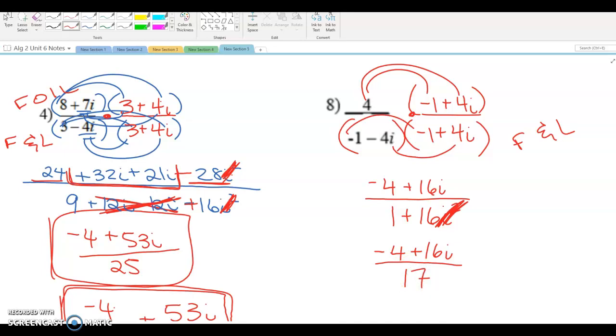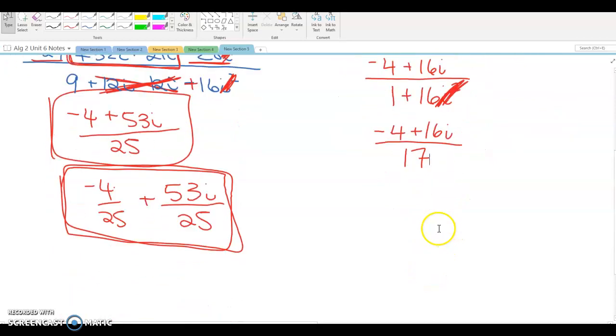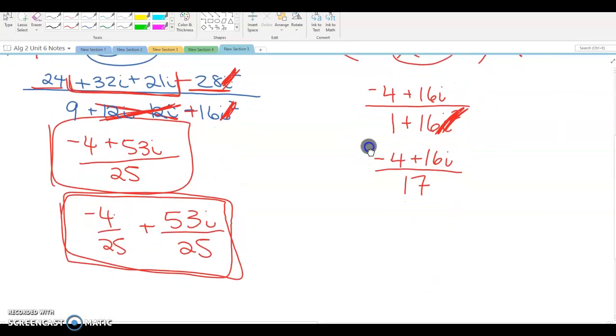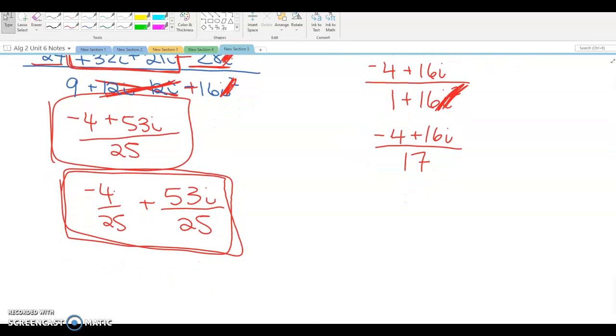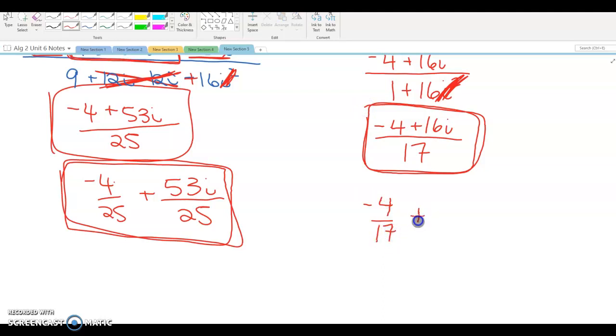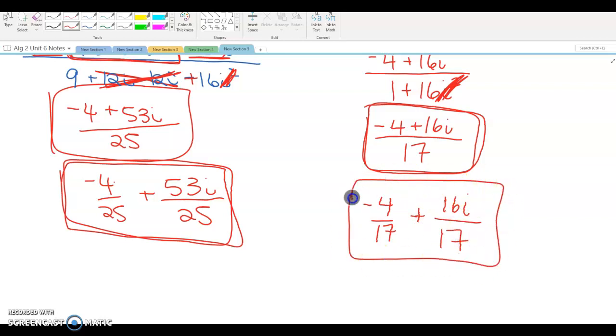Some of you all may already be able to tell. Can it reduce? No, 17 is a prime number. So once again, you can leave it here because 17 can't reduce. But if you did reduce it, because you're someone who does reduce the problems, then that's fine too. You just end up with negative 4 over 17, and then plus 16i over 17. And see. There we go. That finishes this up.